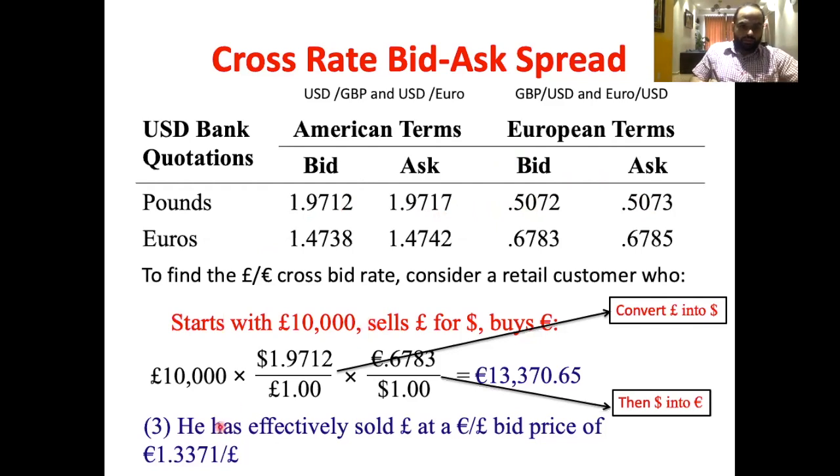Okay. Now, so this is the information. Same thing for euro, bid or 1 divided by 1.4738 is ask. Ask or 1 divided by 1.4742 equals 0.6783. So this is the information we have.